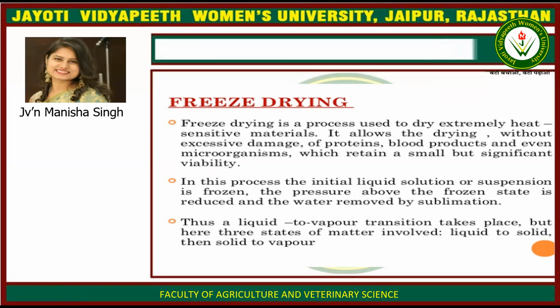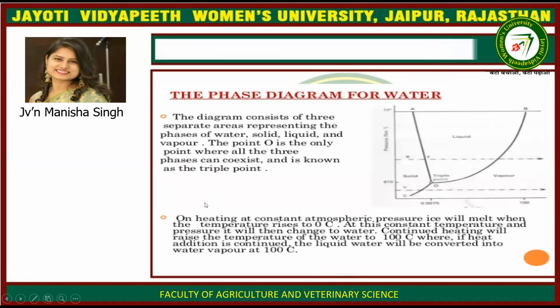Thus, a liquid to vapor transition takes place, but here three states of matter are involved: liquid to solid, then solid to vapor. The phase diagram for water consists of three separate areas representing the phases of solid, liquid, that is water, and vapor. The point O is the only point where all three phases can coexist and is known as the triple point.